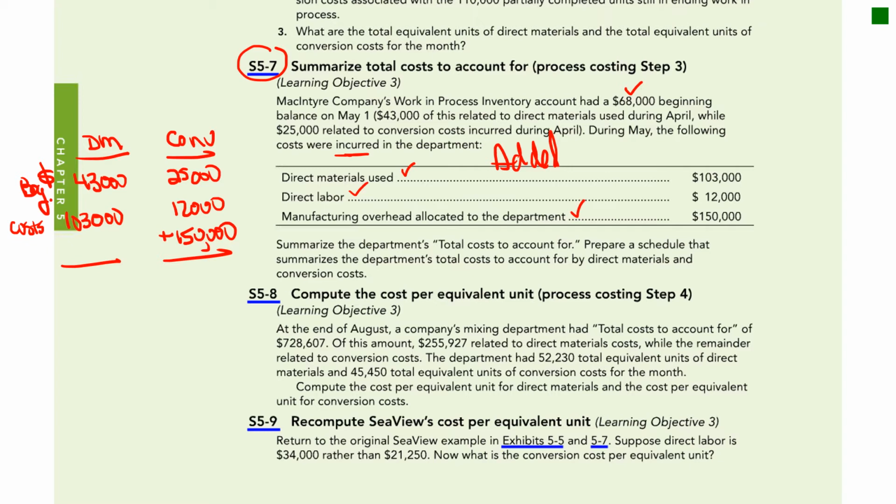And then, once you've combined those, you'll get, this looks like $146,000 for direct materials. That's going to be $187,000 for conversion. And if you add those together, that's a total of $333,000 total cost to account for.